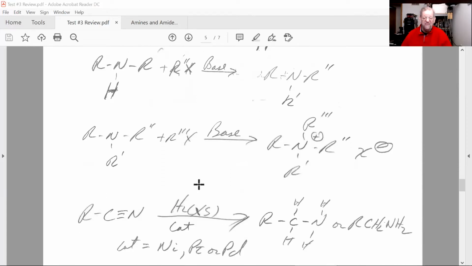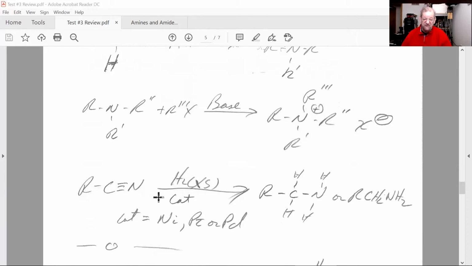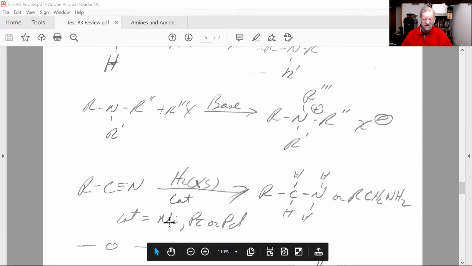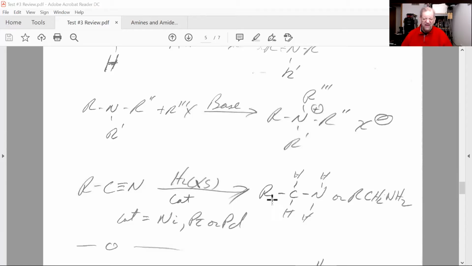Now, another way to make primary amines, which is a very excellent way, this was my first research project in the industry: a nitrile, carbon-nitrogen triple bond, with excess hydrogen and a catalyst. The catalyst can be nickel, platinum, or palladium. Remember, a triple bond is 2 pi bonds and 1 sigma bond. Here, you break the 2 pi bonds, add 2 hydrogens to each atom of the triple bond, and you form a primary amine.